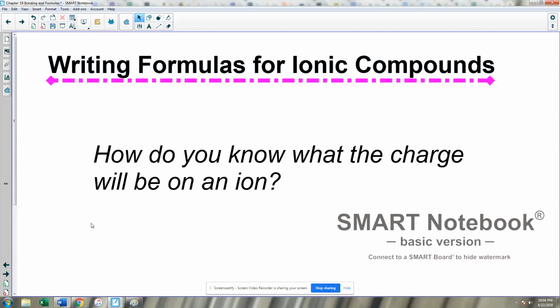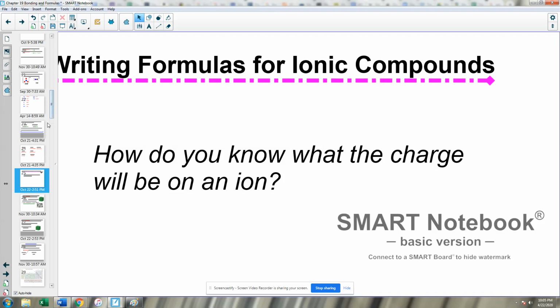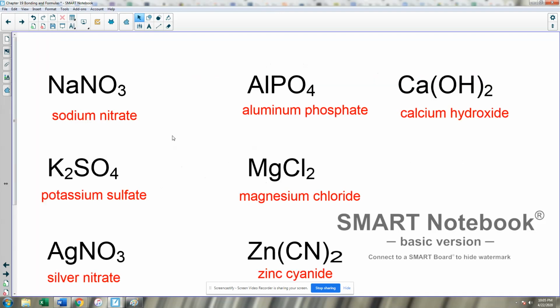Hey guys, I wanted to do a follow-up lesson to the different lessons we've had about writing names, or naming ionic compounds. What we've done so far is we've looked at if I give you a formula of an ionic compound, you should be able to name it.